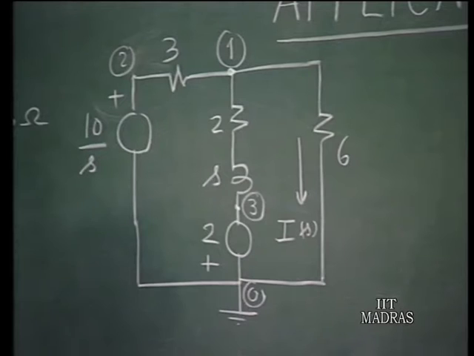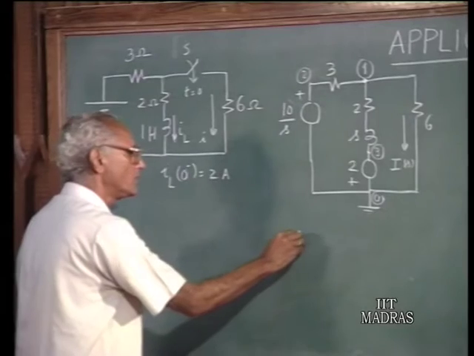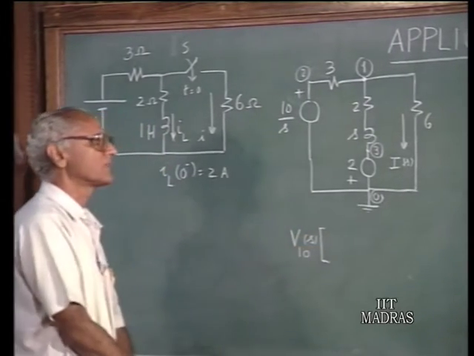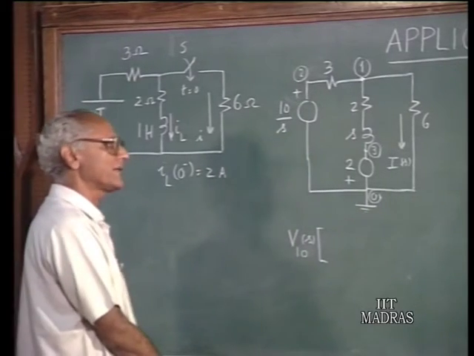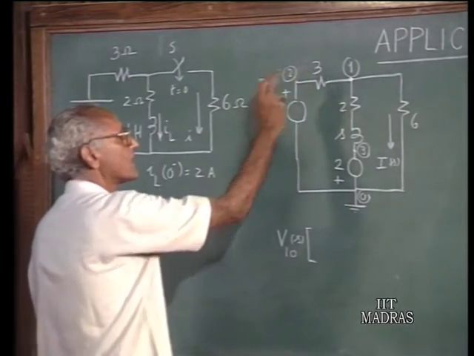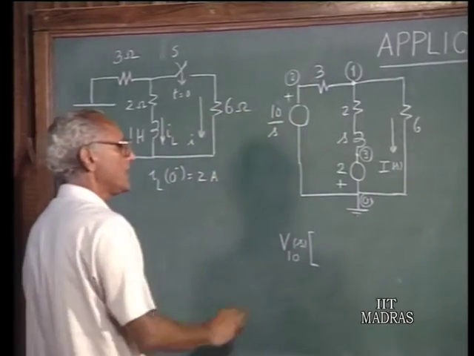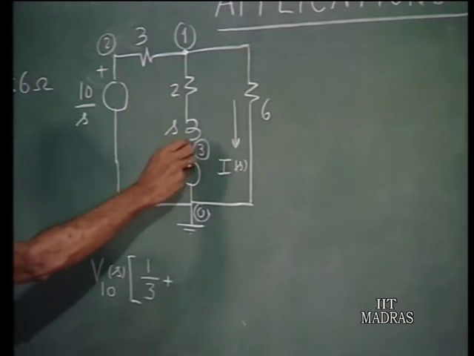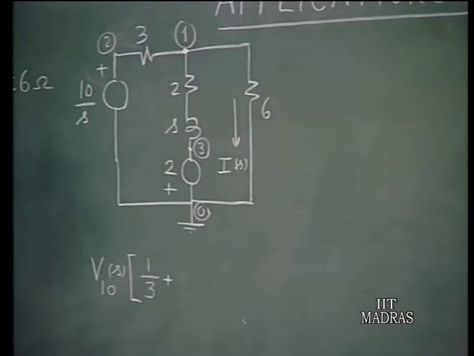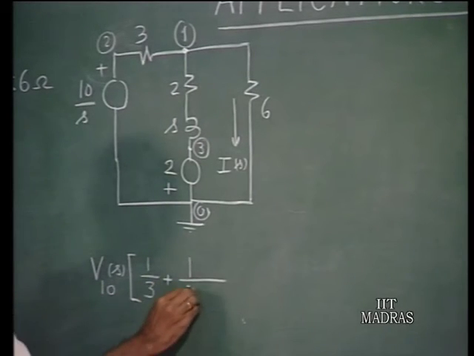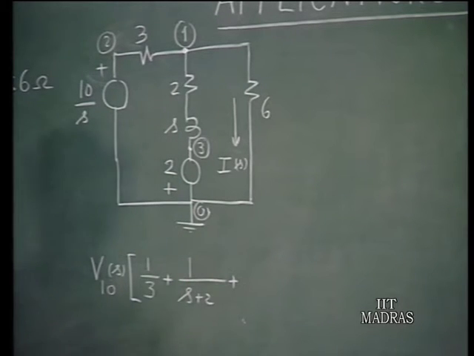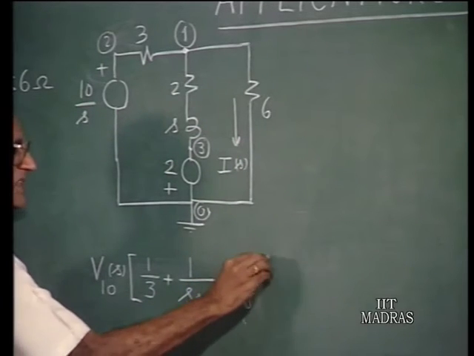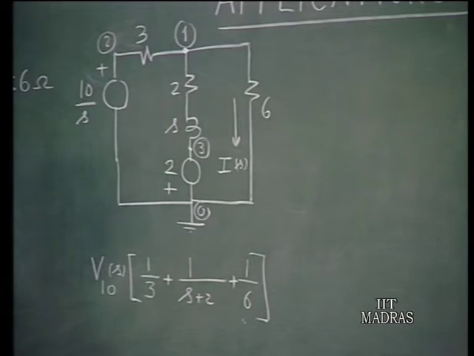There is only one unknown node voltage, therefore, let us say V10 of S times the sum of the admittances connecting that node. One admittance, this is the generalized admittance I am talking about, the impedance is 3, therefore, the admittance is 1 by 3. The admittance of this entire branch, the impedance is S plus 2, therefore, the admittance is 1 over S plus 2, plus the impedance of this is 6, generalized impedance, the admittance is 1 by 6. That is the self node admittance of node 1.